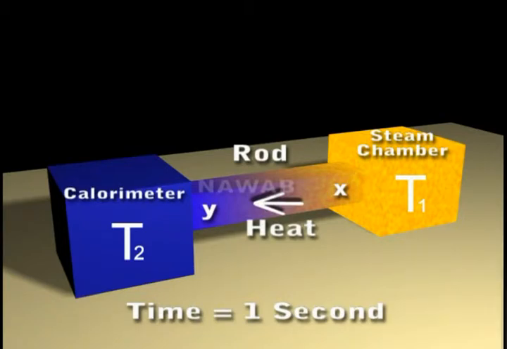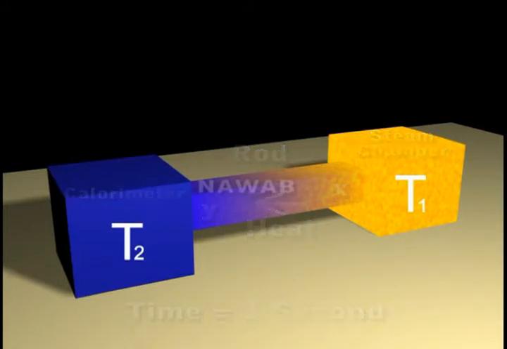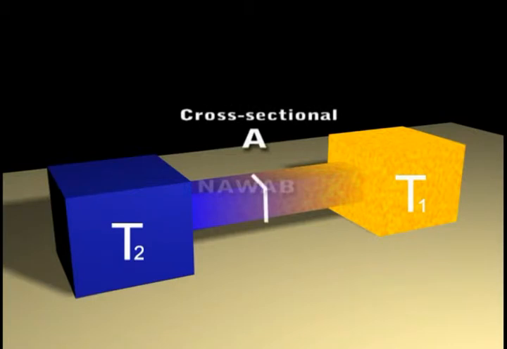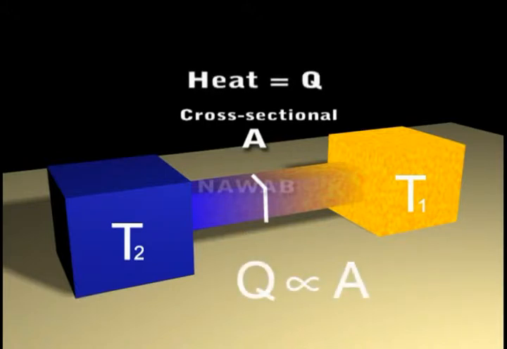It is found from experimental observation that transfer of heat depends on the following factors. Cross-sectional area of the rod. Larger the area of cross-section A of the rod, greater will be the transmission of heat Q. Q is directly proportional to A.